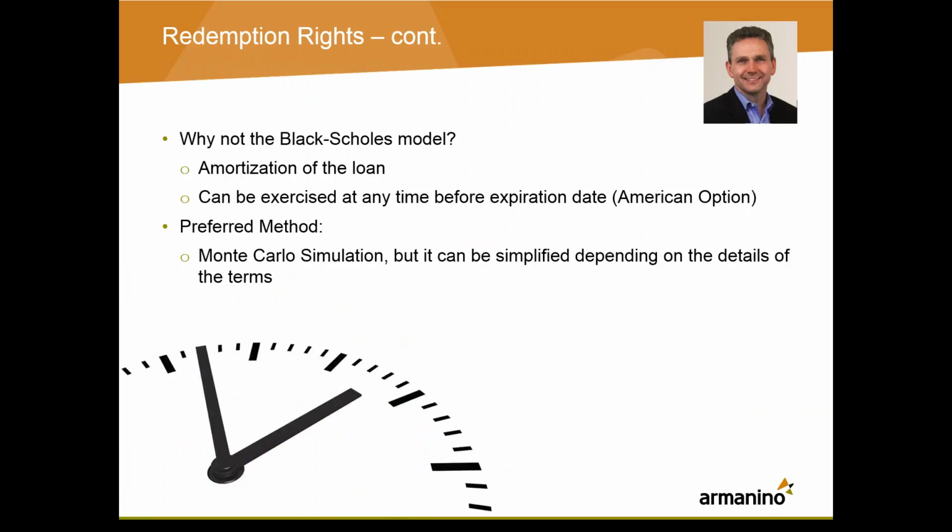So again, why not use a Black-Scholes model? Well, the loan is amortized. So after 2 years, part of the loan might be paid off, and it can be exercised at any time before the expiration date, depending on a loan default. So there's a lot of moving parts here. And again, if you have a lot of moving parts, it's usually easiest to use Monte Carlo simulation.